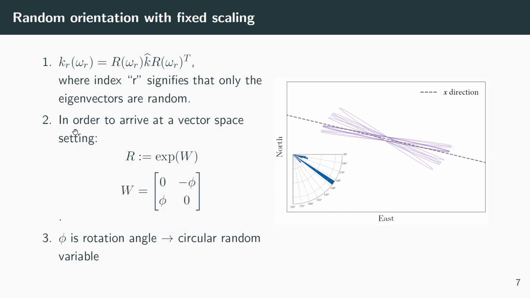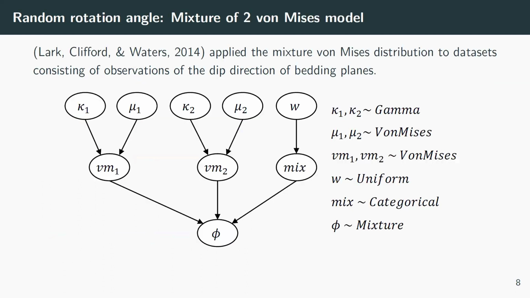And then in order to arrive at a vector space setting, we would define W. And for W, we have phi, that is the rotation angle. And it is a circular random variable. Here you can see the histogram of random rotation angles that we generated. And I will explain in the next slide how we generate them.